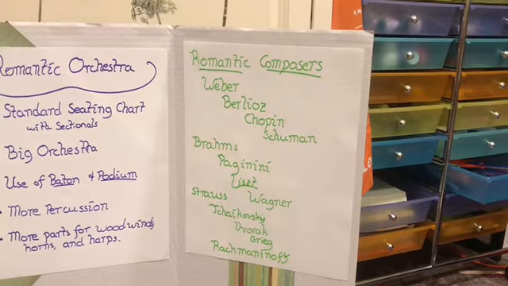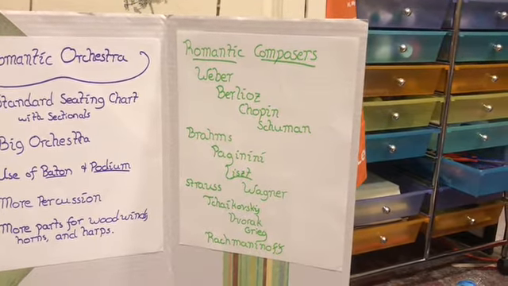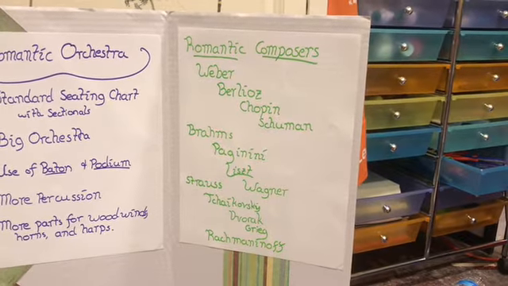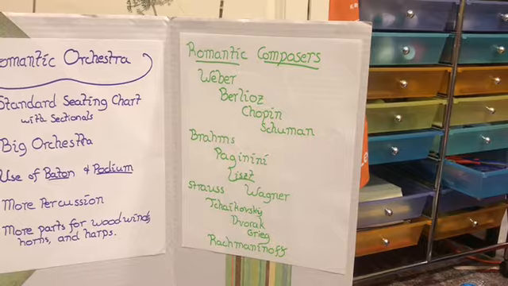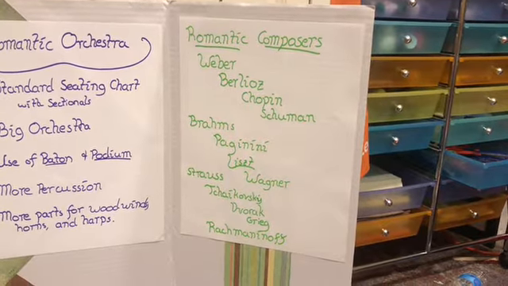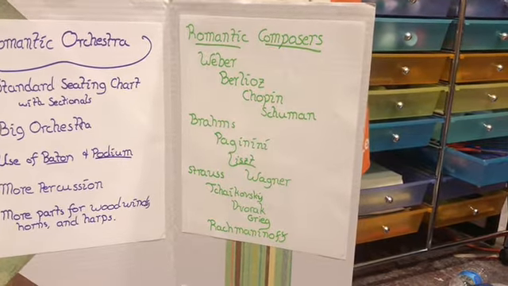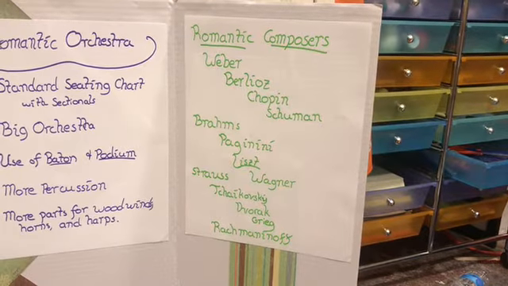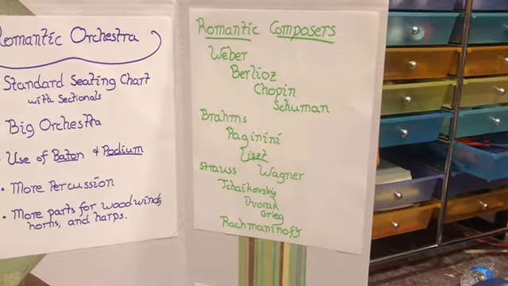Also, I just wanted to add, here's a list of some of the romantic composers. Weber was the one who started out with the use of a baton. Go Weber. And some of the other ones that I talked about here were Paganini and Liszt. Wagner was an opera writer, and he wrote some very dramatic pieces. We will be talking later on about Tchaikovsky.